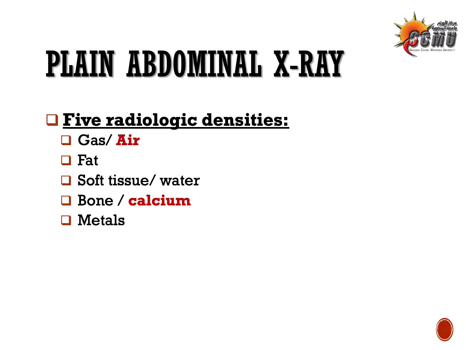Plain abdominal X-ray, like any X-ray film, will have different radiologic densities ranging from hypodense opacities to hyperdense opacities or white opacities. Actually, we're interested in showing the abnormal densities of air and calcium, and these will be discussed in this lecture.